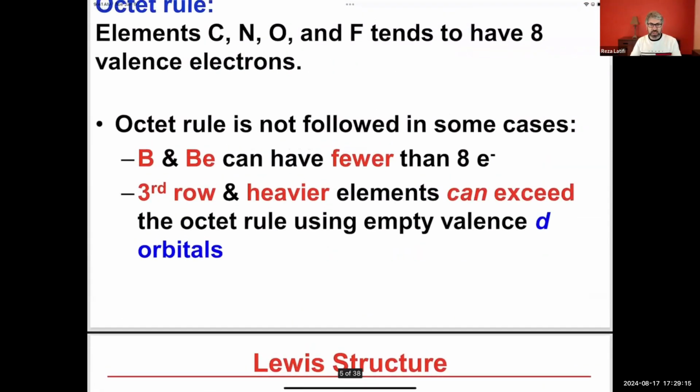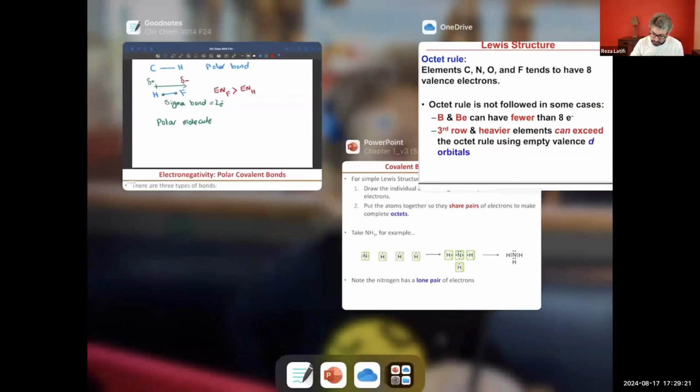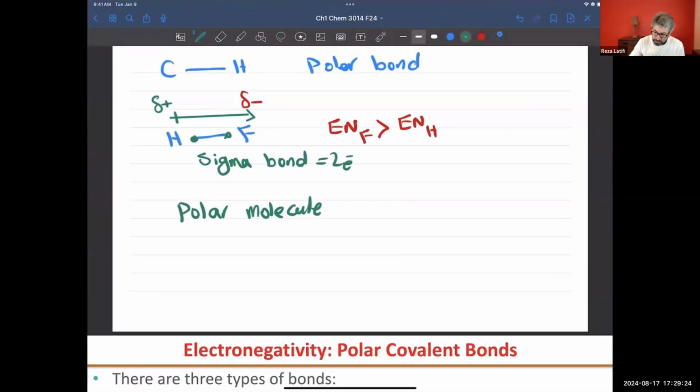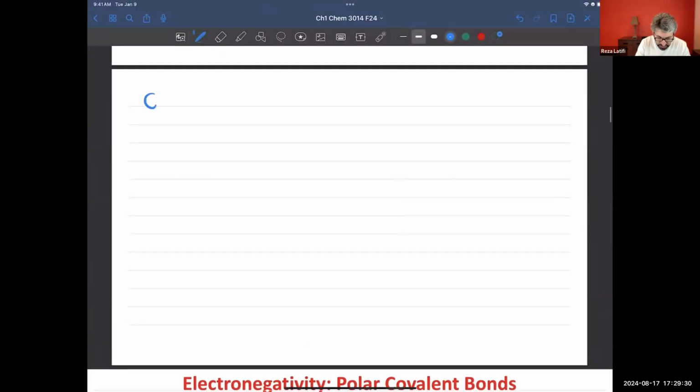So let's practice how to use these rules to draw the Lewis structure of any element. Start with this. For example, we have a molecule like CHF3, with fluorine 3 times. Now you want to get the Lewis structure of this molecule. So first step, find valence electrons.